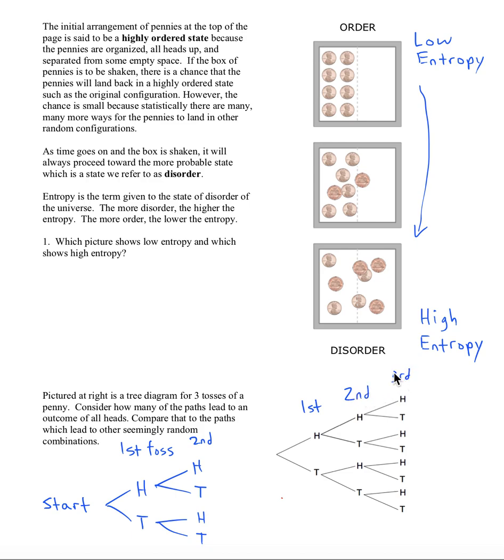Now, in my box, there are 8 pennies getting tossed here. But I didn't want to draw the tree for all 8 flips because it would actually be enormous. So I'm just going to use this example of just 3 pennies to show why it's unlikely for the pennies to stay in the configuration that they were originally in.